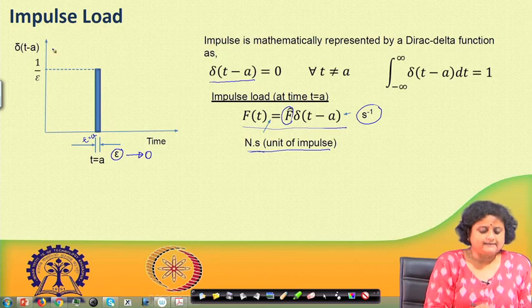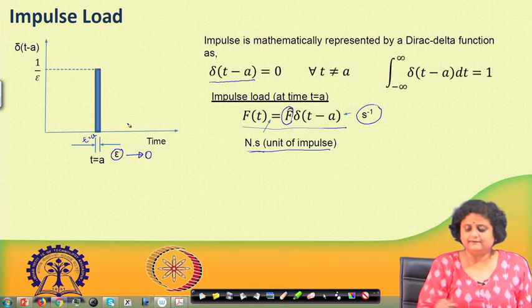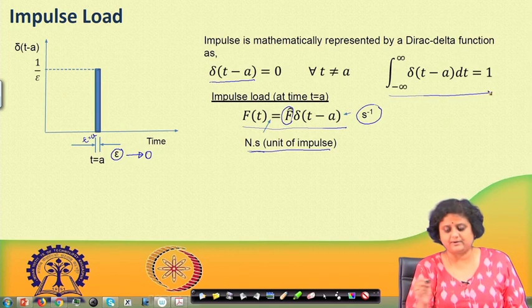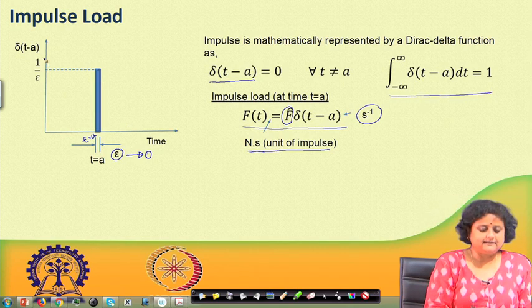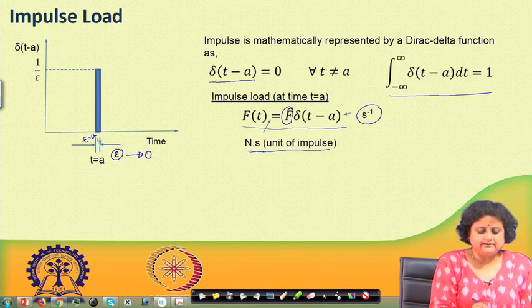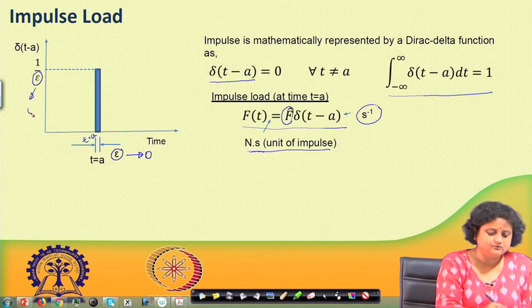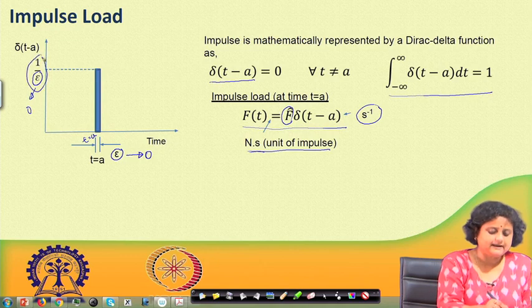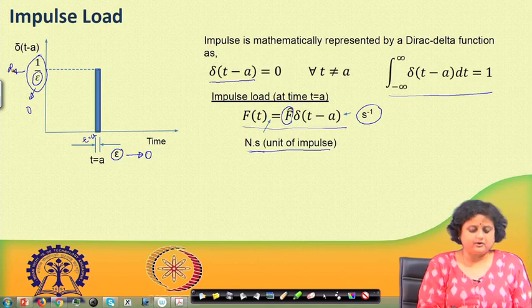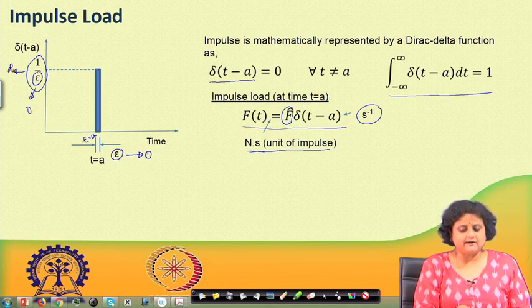On the y axis, the total area under the curve is 1, that is given by this expression. So, on the time axis, I have 1 by epsilon, that is the time duration of the load. Since epsilon is a very small term tending to 0, this entire thing tends to infinity or a very large number. This is how a Dirac delta function looks.